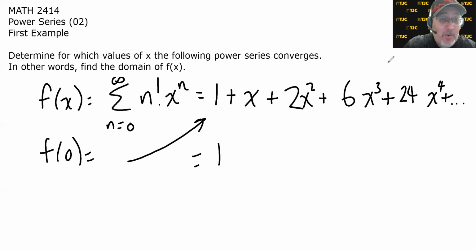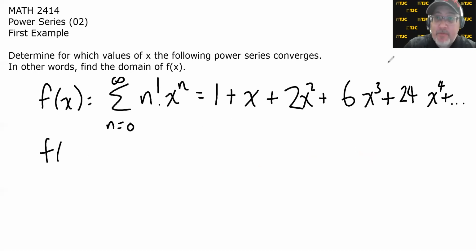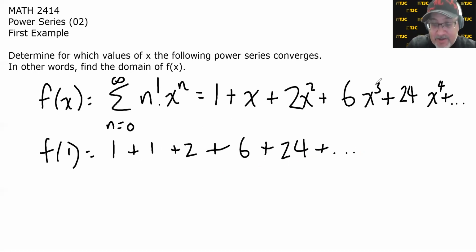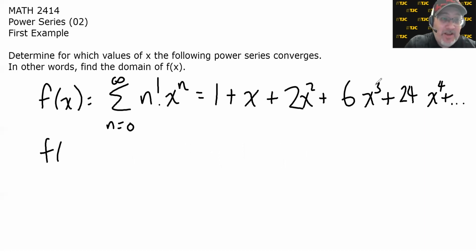I think it's pretty clear that it won't converge at x equals 1, because if we put in 1, we would get 1 plus 2 plus 6 plus 24. We would get a sum of factorials, and since those get larger and larger, the sum would diverge. So we already know it doesn't converge everywhere. But how do we find where it converges when we're looking beyond the center?